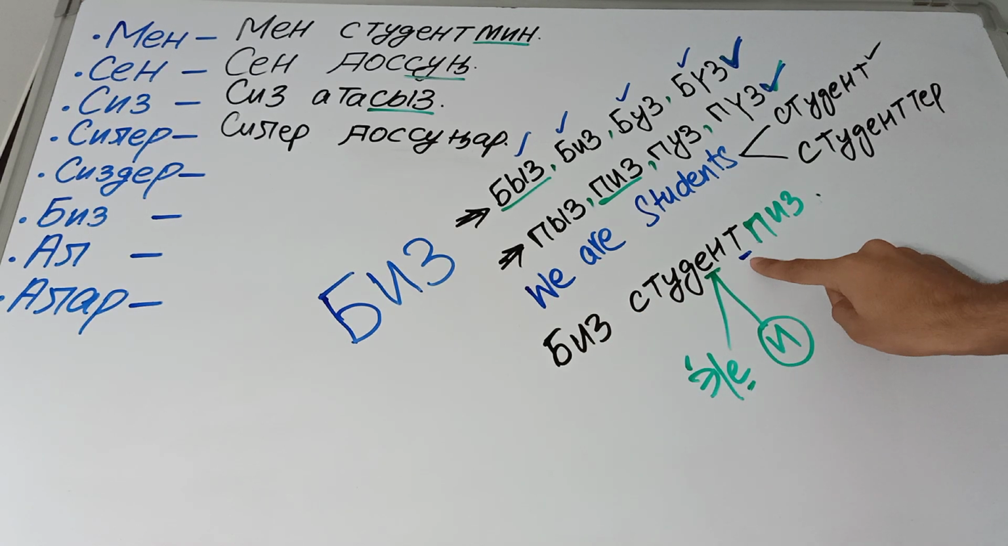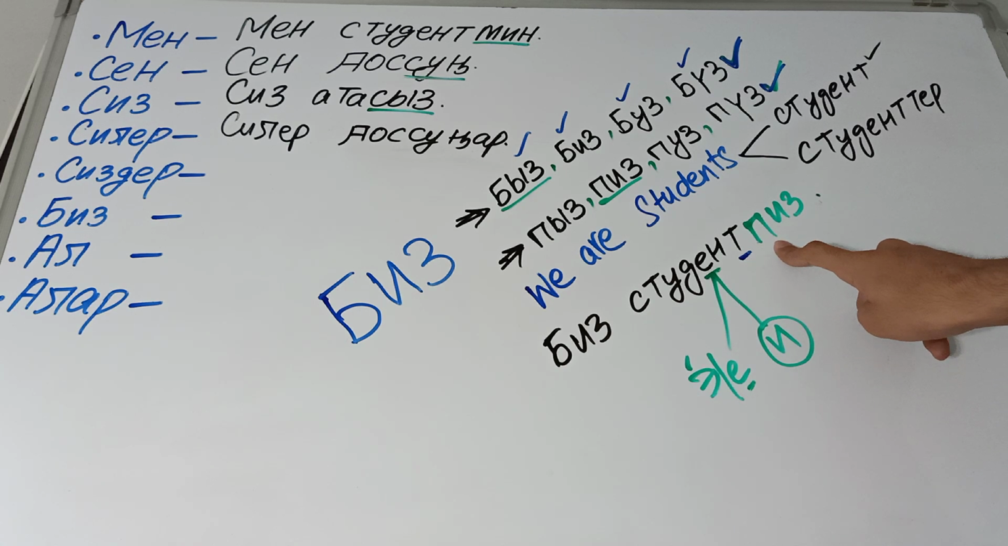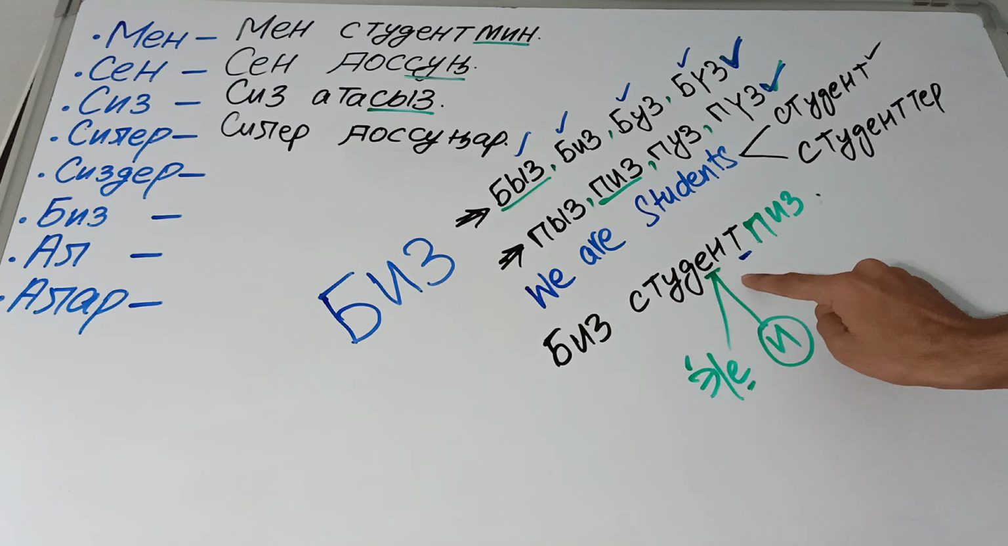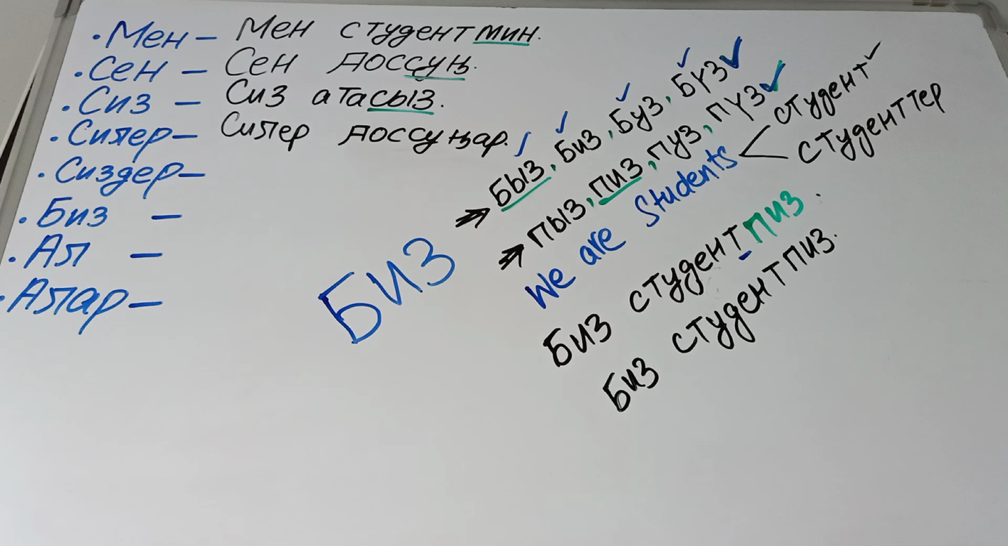You know, here is the unvoiced consonant, so here is also an unvoiced consonant. If here there were a voiced consonant, then there would be a mismatch of the sound sequence, right? So this is unvoiced, and this is also unvoiced. Biz student pis. We'll write it like that.